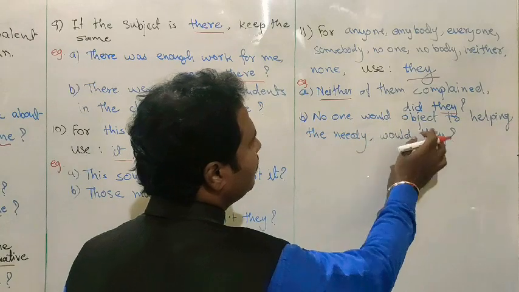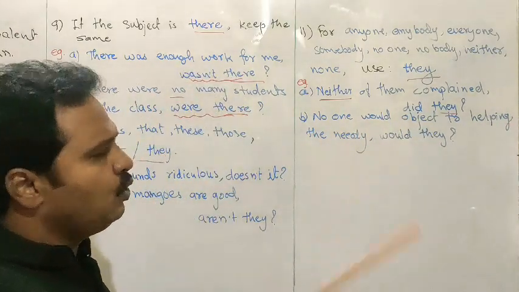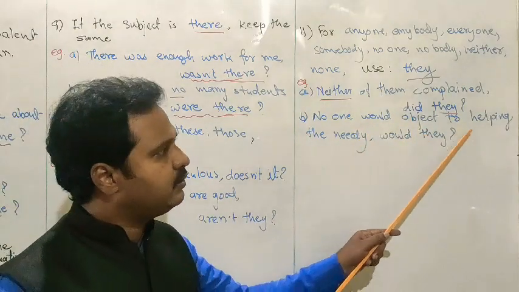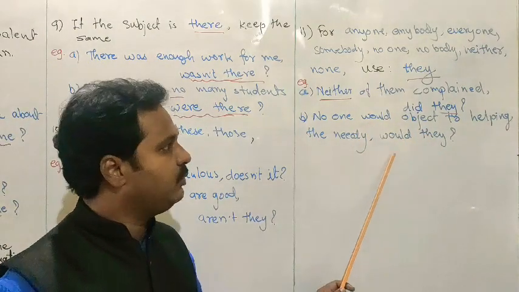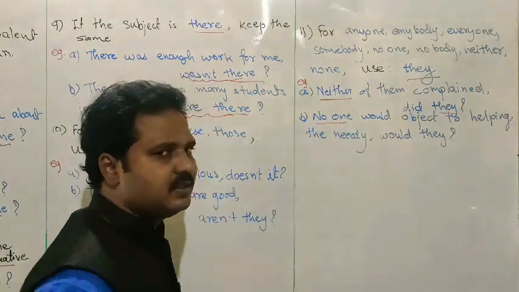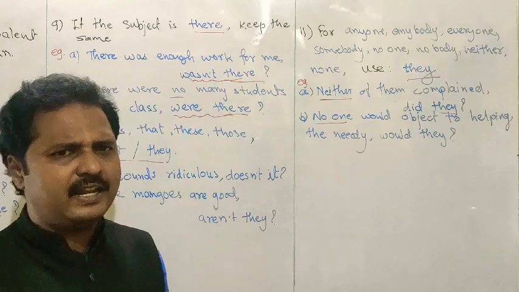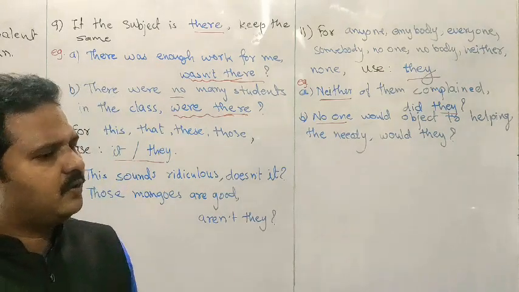And the next one: no one would object to helping the needy. The answer will be would they? No one is a negative word. So these 11 rules are sufficient for our exams.